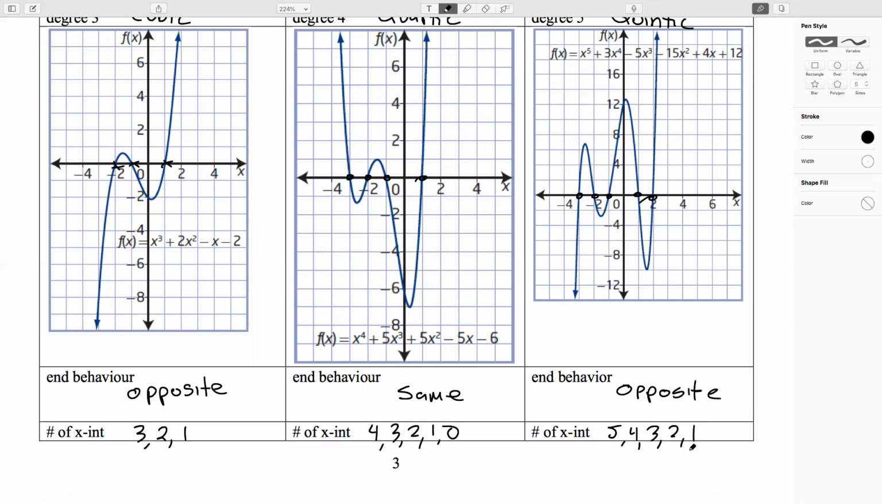So we've now figured out 3 different characteristics. We've figured out the end behavior, the number of x-intercepts, and the general shape of the function based on the graph. It's going to be different. You'll have more dramatic or less dramatic slopes depending on the actual function, but they have a basic shape.